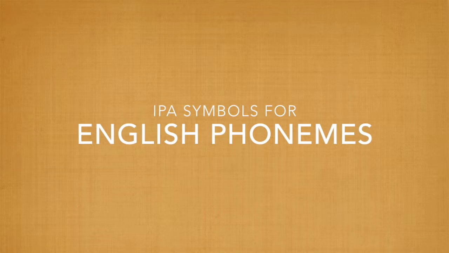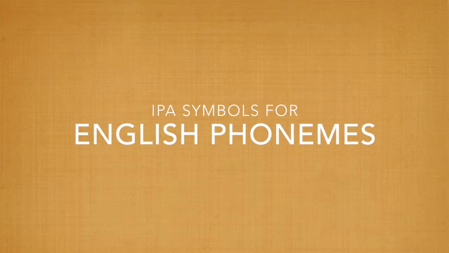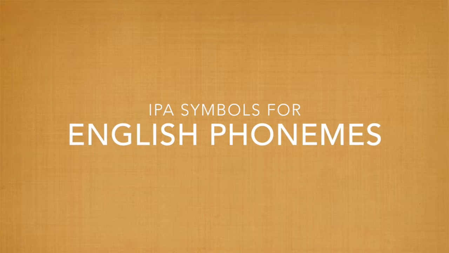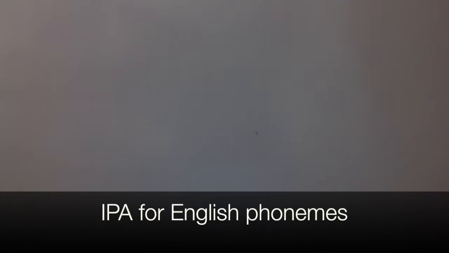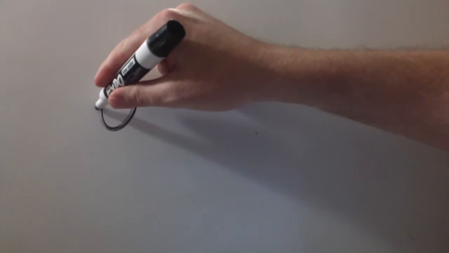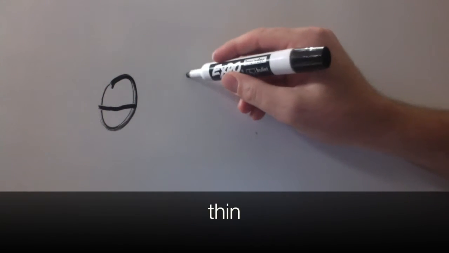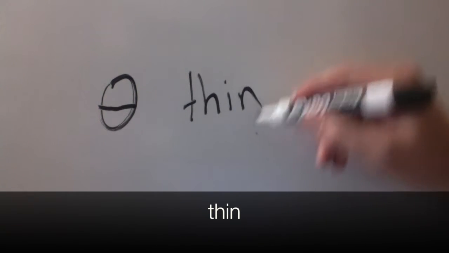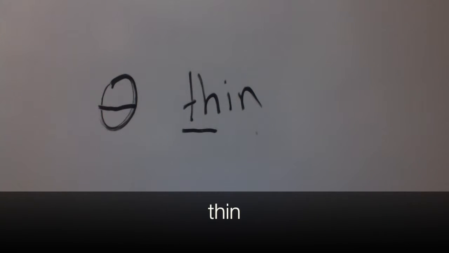Okay, now a couple of IPA symbols that you're going to need to know to write and read English. The first new symbol to memorize is this symbol here, which has the same sound as TH in the word thin. It has the th sound.